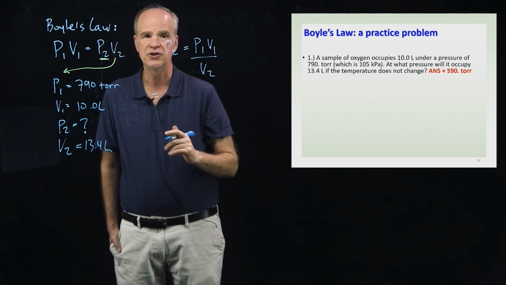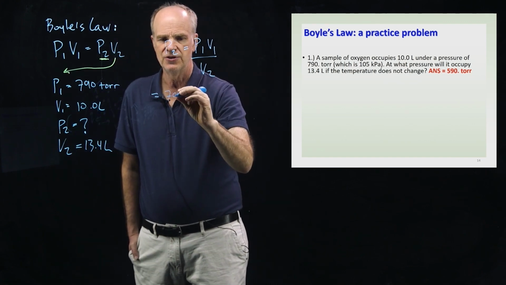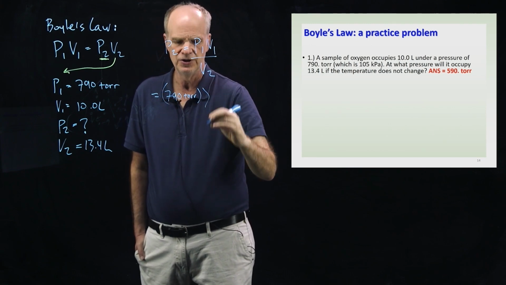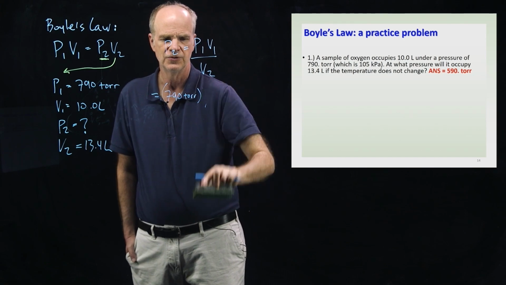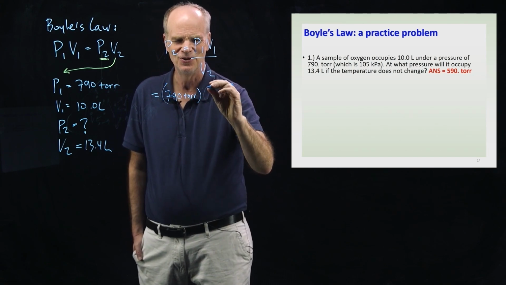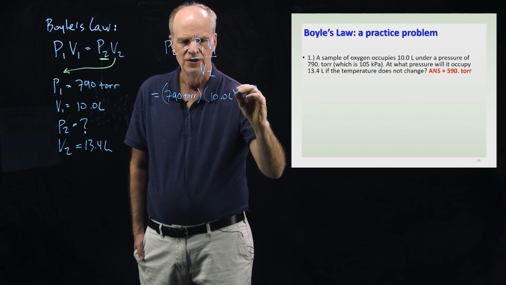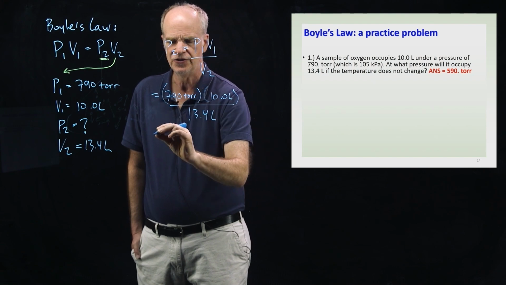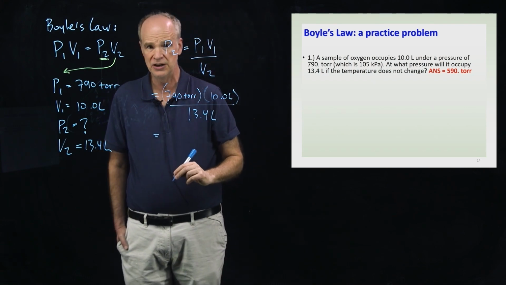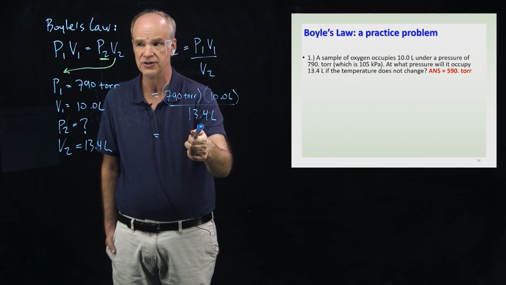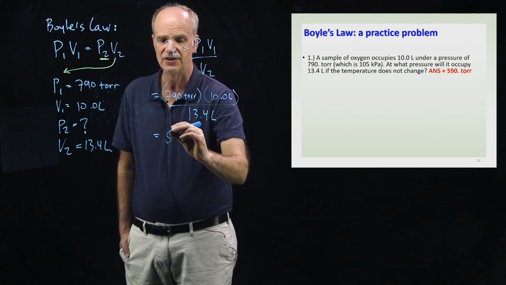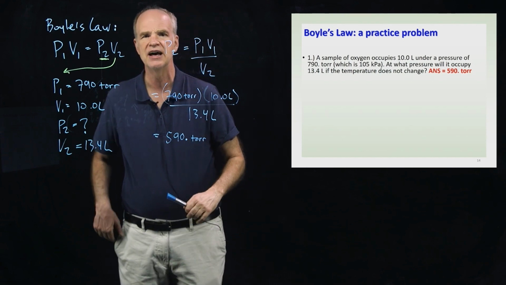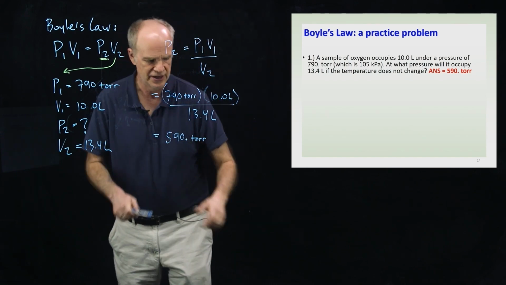You'll receive a value for the answer in torr, which was the units used for the original pressure. So let's go ahead and throw in some numbers. So we have 790 torr, and multiply by the volume of 10.0 liters, and then you divide that by 13.4 liters. And so this will tell you the new pressure that this gas has at its new volume of 13.4 liters. And if you work that out, I think the answer you get is 590 torr, which is less than the original pressure, so that is what we expected. Okay, so let us move on.